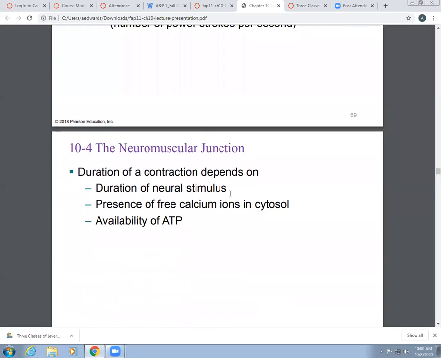So the duration of your contraction is going to depend on a few things. Well, how long is your stimulus? If you have a longer stimulus, you'd have a longer contraction, theoretically. Do you have enough calcium in the cytosol? Is there available calcium to bind to that troponin and tropomyosin complex? Do you have ATP? If you run out of energy, you're obviously not going to be able to sustain a contraction. Your muscle's going to get tired.